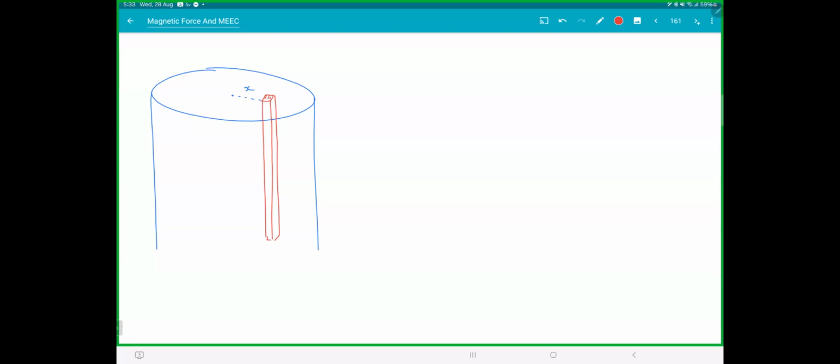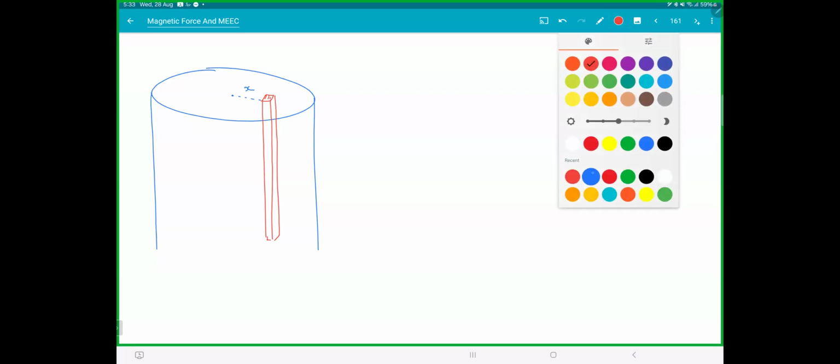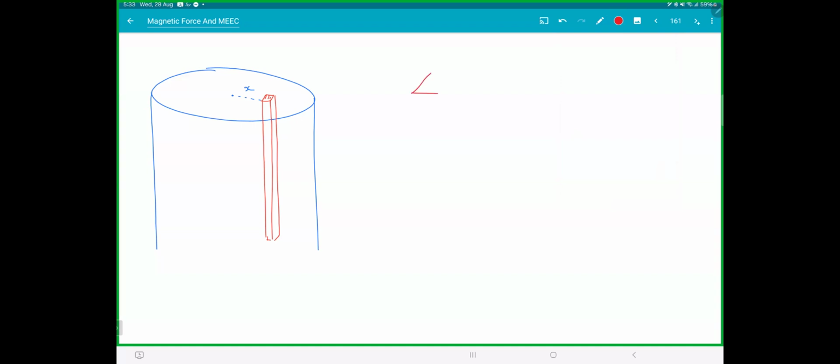You're getting something like this. Meaning, if I just draw a side view, I am exaggerating this again. This is how it would look, where this length would be r dθ, this length would be dx, and this would be length L. Making sense?